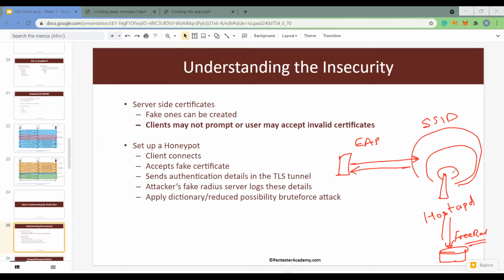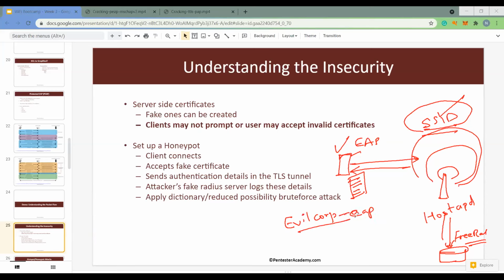And here the FreeRADIUS is going to send its own certificate. Now, why did this client connect to this SSID? Because we have stolen this name, this SSID, from a legitimate SSID that is known to the client. So for example, suppose the SSID of the client's corporate network is, say, evil corp EAP, right? Just an example.